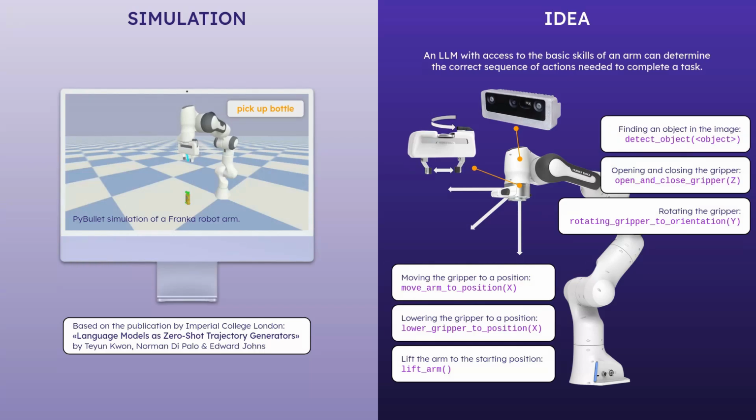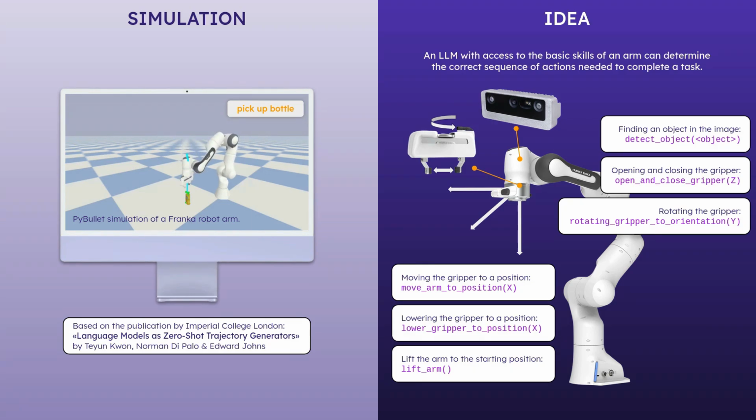Now, there are multiple ways to solve this task, and one method is explained in a paper by Imperial College London named Language Models as Zero-Shot Trajectory Generators. Now, those are very fancy words, but in simple terms, it means that an LLM which has access to the basic skills of a robotic arm can determine the correct order of the skills in order to accomplish a task.